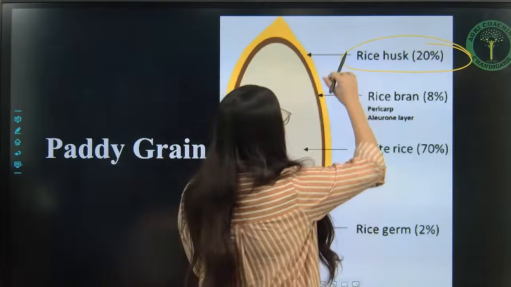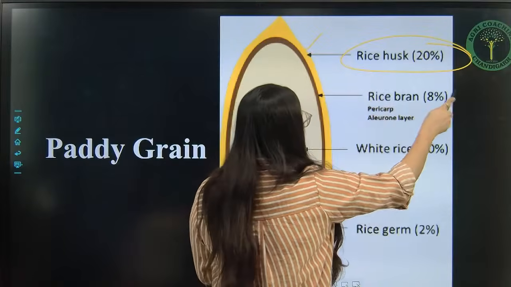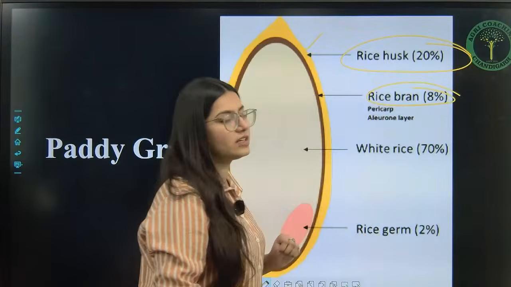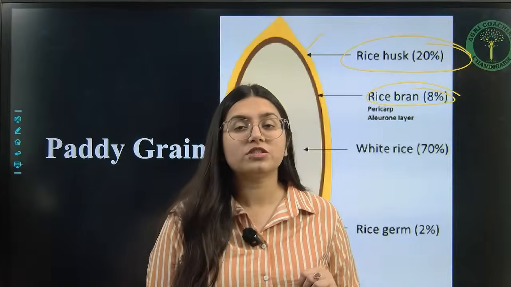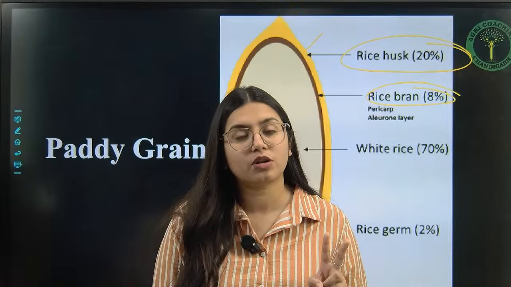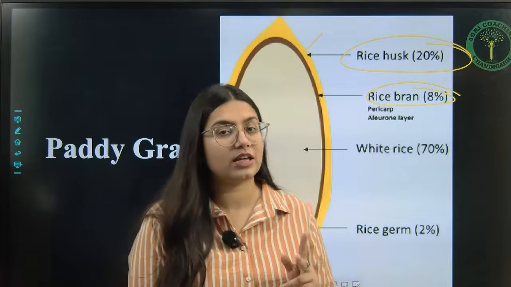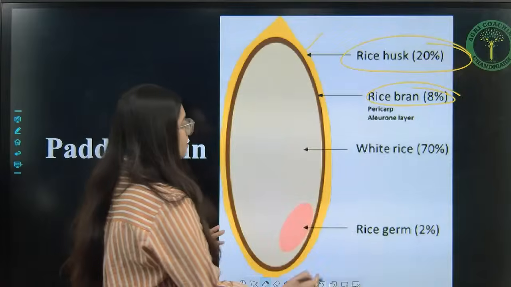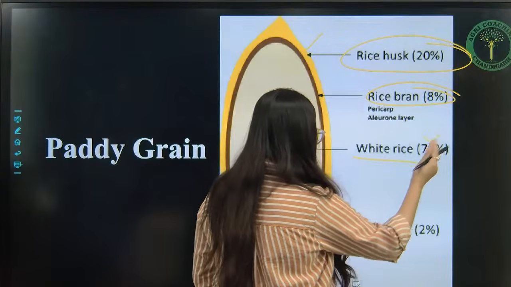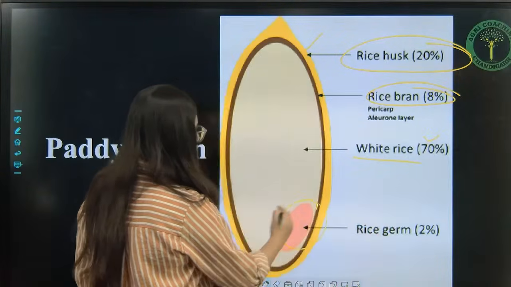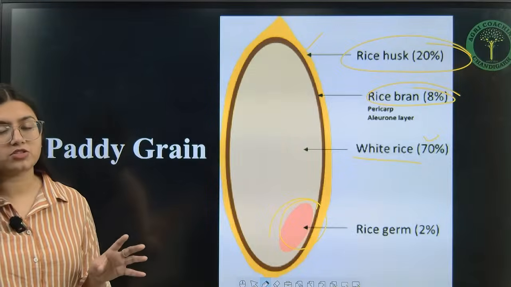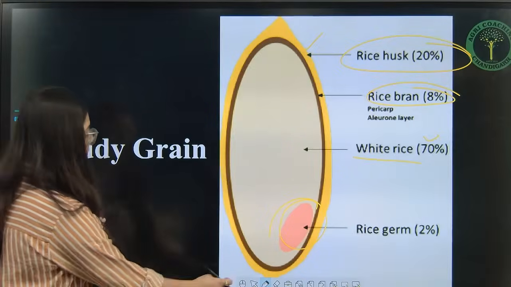Then if I remove this rice husk layer, the second layer I have is the rice bran, which is made up of two layers, aleurone layer and the pericarp layer. The third is the white rice, which is around 70%, and the rice germ is around 2%. Okay, so these are the major compositions of your paddy grain.